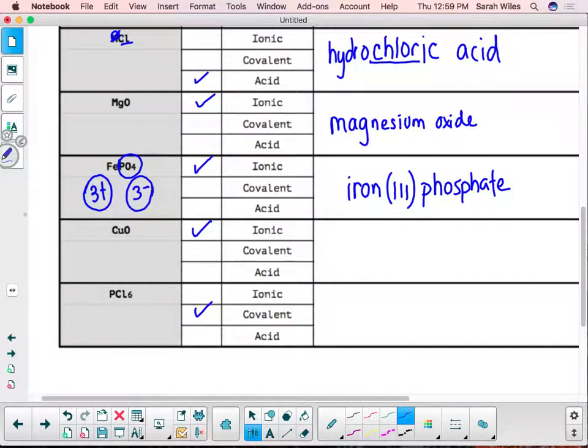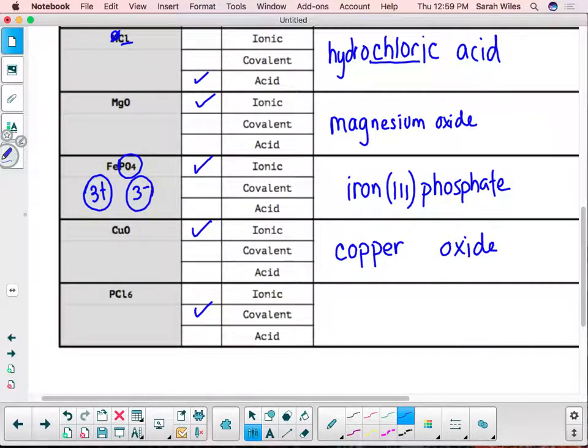Copper oxide. Is copper a multivalent metal? Yes, it is. Hey, you're right. Don't guess if it's a multivalent metal if I give you a list. Like I gave you a list. Look at the list. Worst case scenario, it's not on the list. Okay?